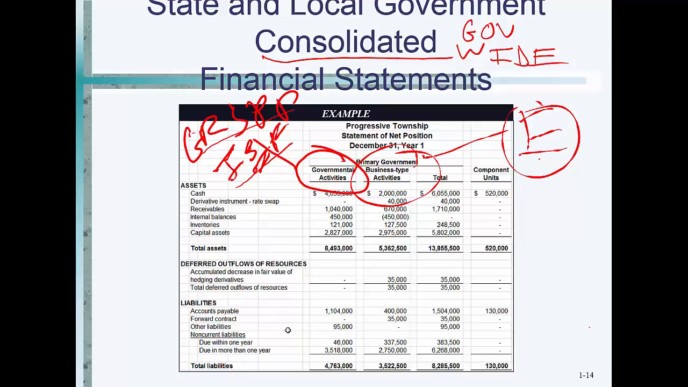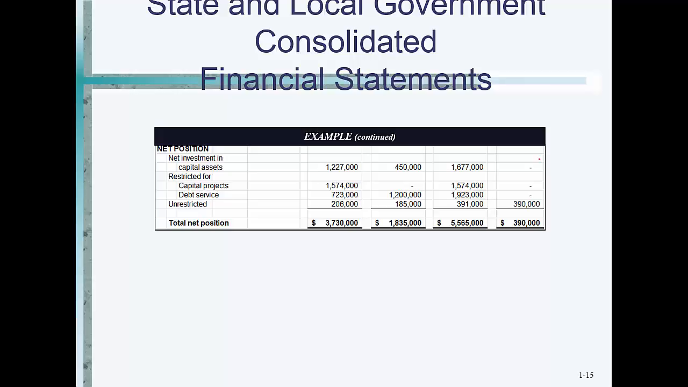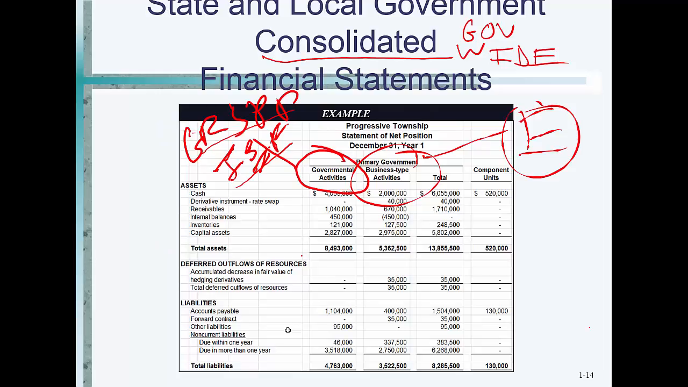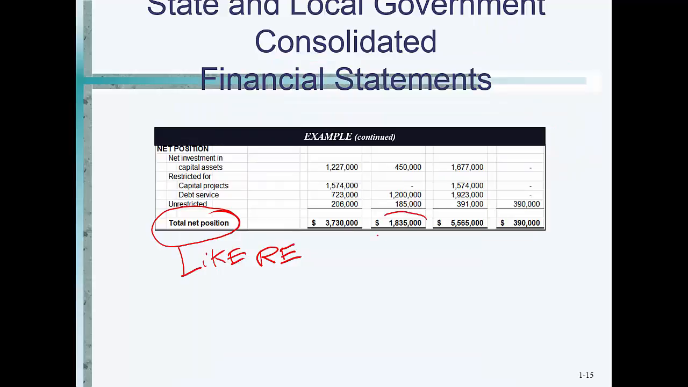Okay, so you come over and you take a look, and this next slide is simply the bottom part of this statement. We have something called net position. Net position is like RE. What's RE? Retained earnings. Good. And remember, we had the two columns. We have the governmental activities. We have the business type activities. Let's just look over at this second column, my business type activities. You see that 1,835,000, which is like my retained earnings? You see that number? Everybody see 1,835,000?